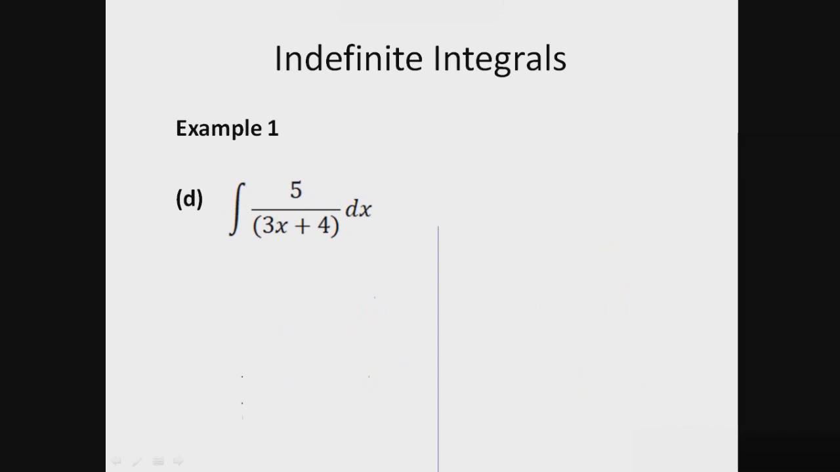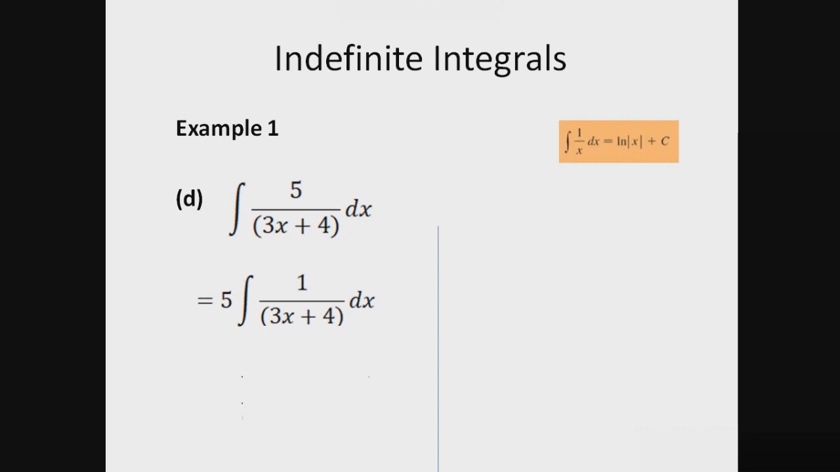Example 1d, the integral of 5 over (3x plus 4) dx. So in the table of properties, we already know that we can put the constant outside. So we put 5 outside, multiplied by the integral. So we get like this. And then refer back to the table of properties. We also know that the integral of 1 over x dx is equal to ln x plus c.